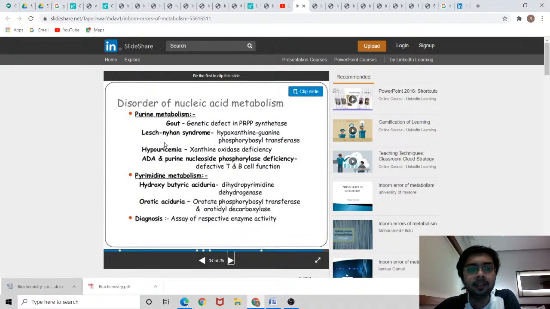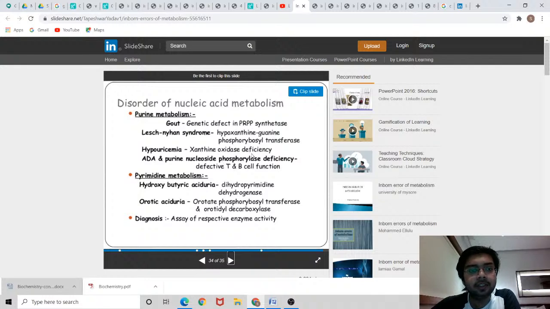Another important one is Lesch-Nyhan syndrome, which is due to hypoxanthine-guanine phosphoribosyltransferase deficiency. You can always make a note of all these inborn errors of metabolism with their enzyme deficiency in front of you, and read them again and again. Lesch-Nyhan is hypoxanthine-guanine phosphoribosyltransferase. What you need to do is just identify this among the other 4 options or 3 options.